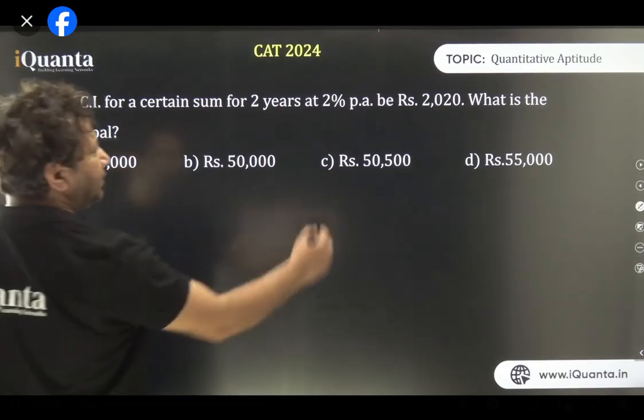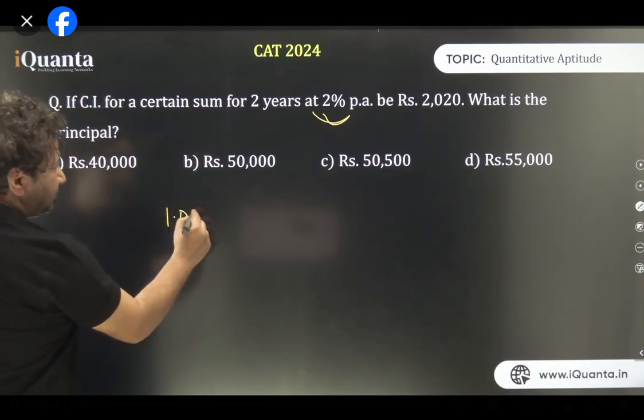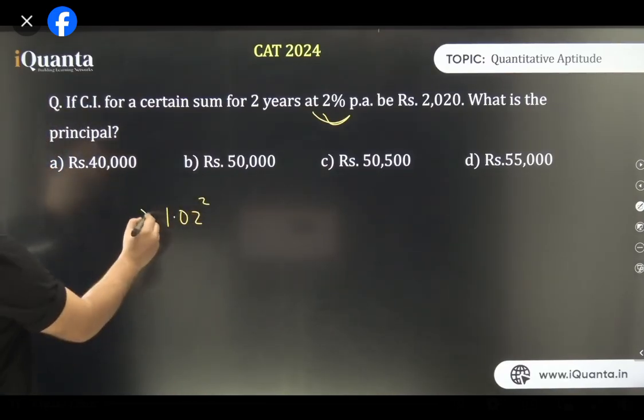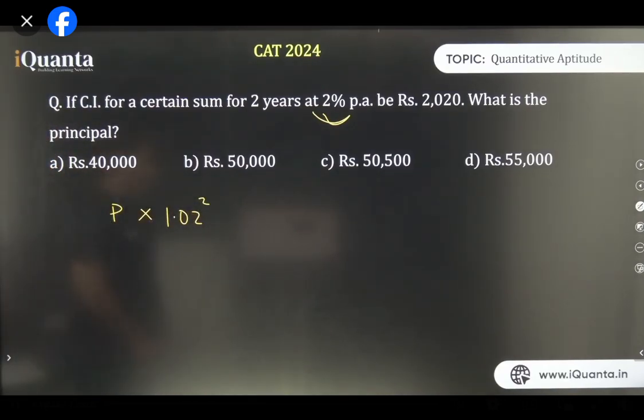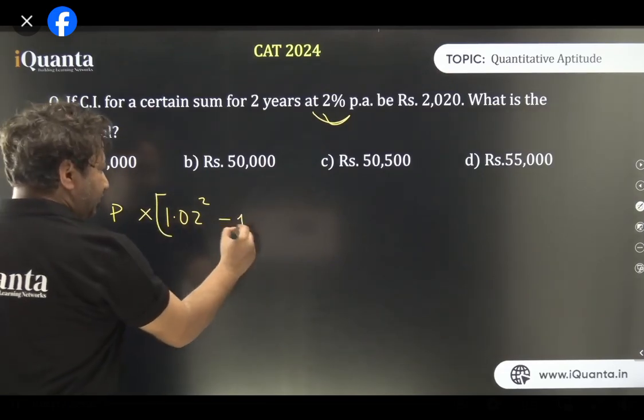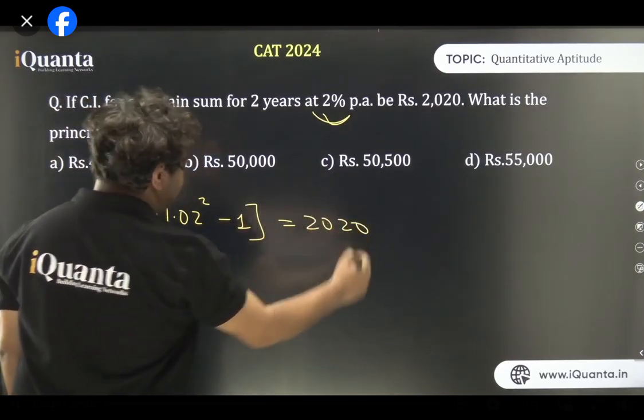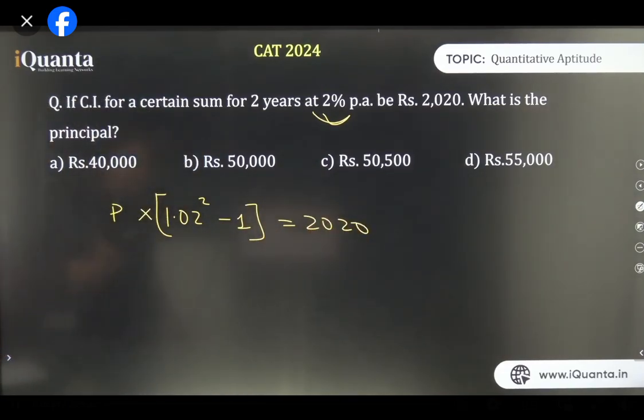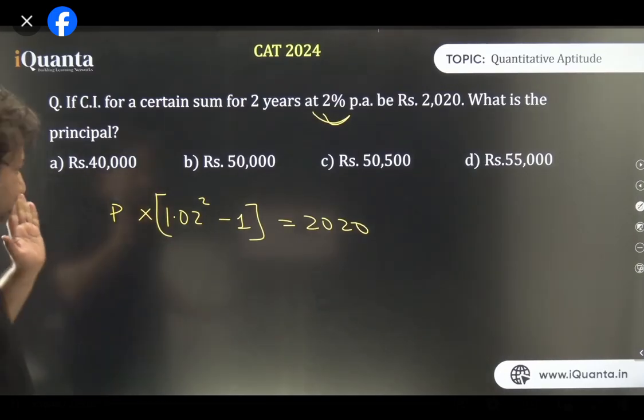Okay, 2%, that means 1.02, 2 times, that means this. So I multiply this with the principal, I'll get the amount, but if I subtract 1 from it, I'll get the interest. So I hope this is how you must have solved the question, right?